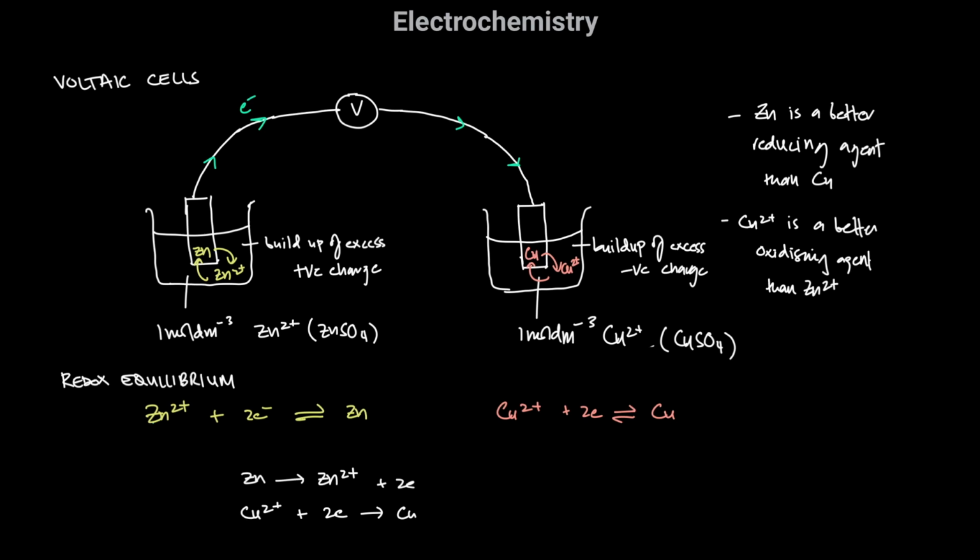So in order to prevent this buildup of excess charge, and in order to ensure that we have a flow of electrons, we use something known as a salt bridge. So this is a salt bridge. Now, what exactly is a salt bridge?